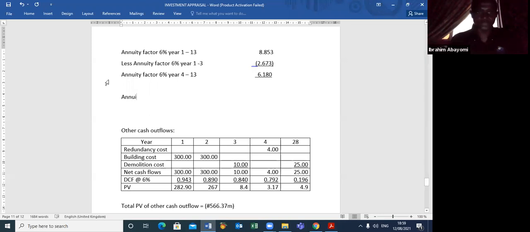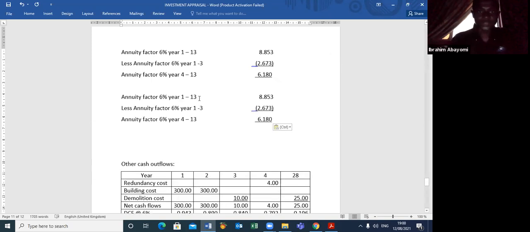Annuity factor, okay, let me just copy this one down straight without wasting time. Instead of 1 to 3, I have 1 to 28 here, and we have 1 to 13. The balance will be from 14 to 28.